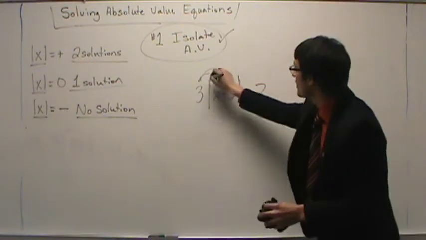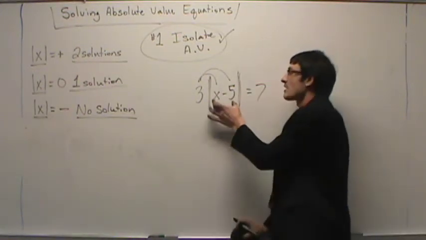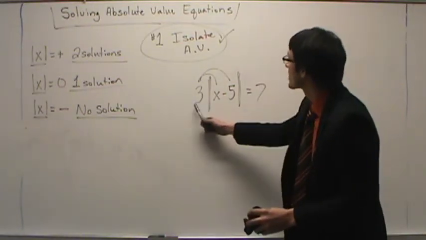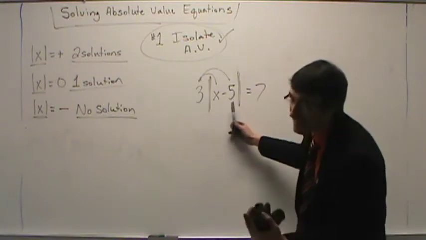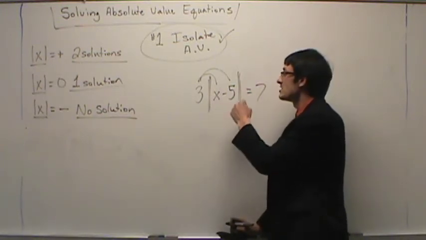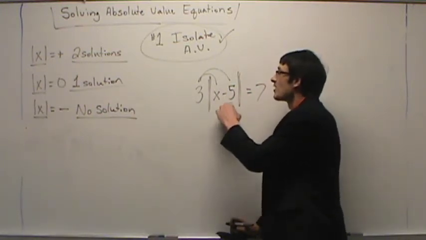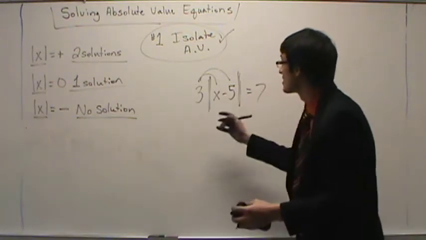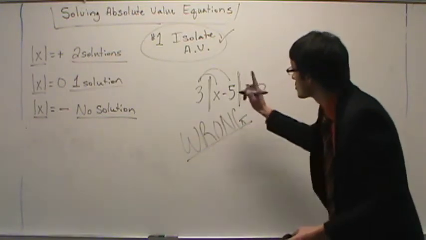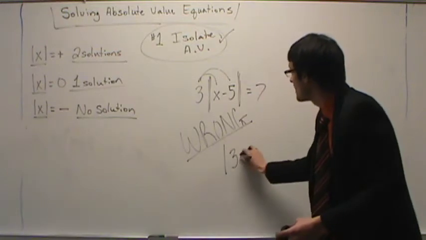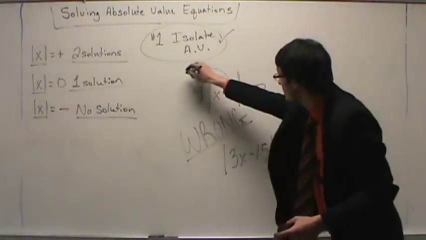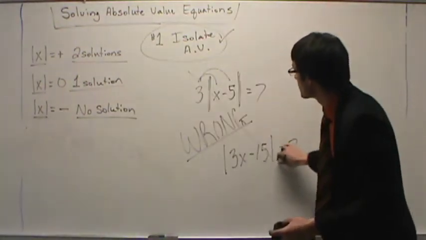I want you to think of the absolute value as jail bars. What's inside is locked up. You cannot use the distributive property here. You cannot take 3 and multiply by x and 3 and multiply by 5. Technically there are some rules here, but I'm not going to get into that right now. For now, this is not allowed. You're not allowed to distribute inside an absolute value. So this is wrong. Capital WRONG. Students do this: the absolute value of 3x minus 15 is equal to 7. This is completely wrong. Lots of points gone, guys. Don't do this.